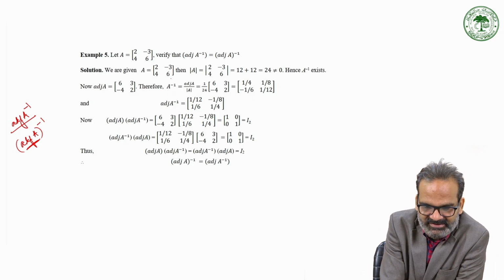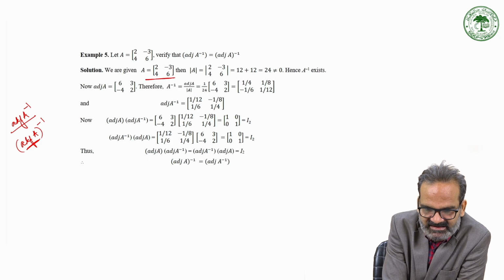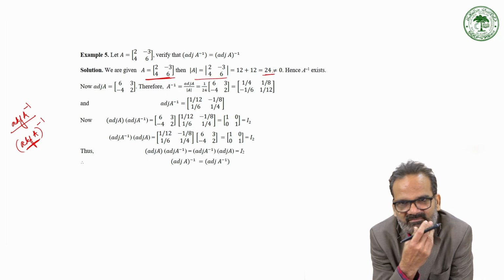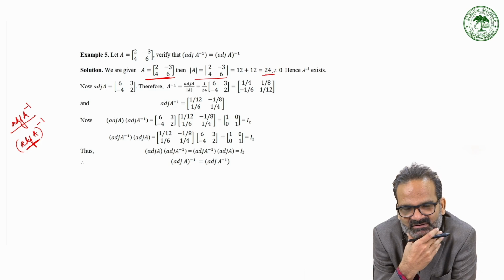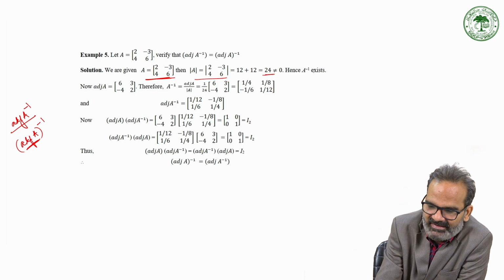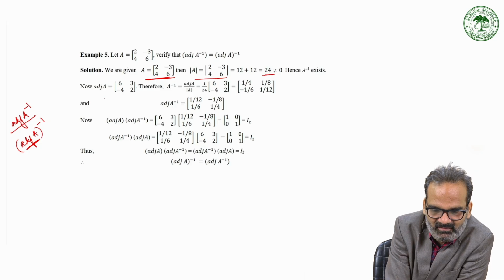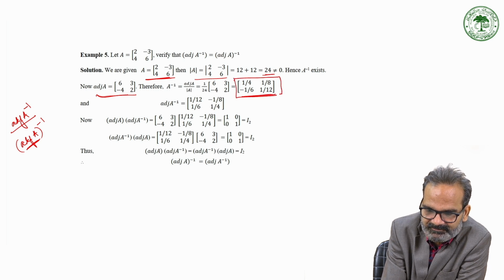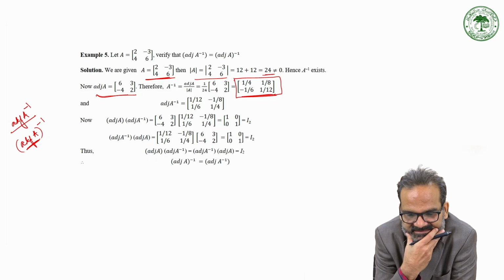See, we are given the matrix A like this, then its determinant is coming out to be 24, right? 24 means it's non-zero, therefore A inverse will exist. Clear? So if A inverse exists, we will find out the adjoint of this matrix. If the adjoint is there, then we can determine A inverse, and A inverse is coming out to be this matrix, right? This is A inverse.